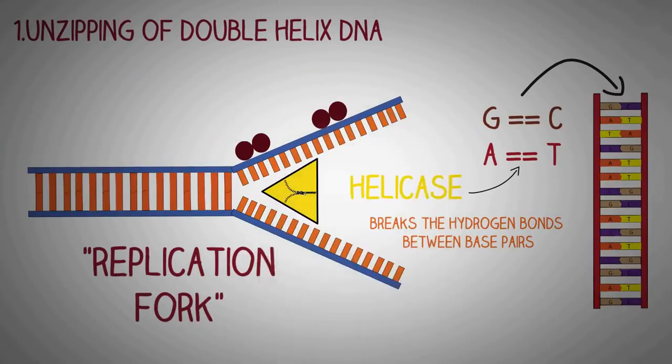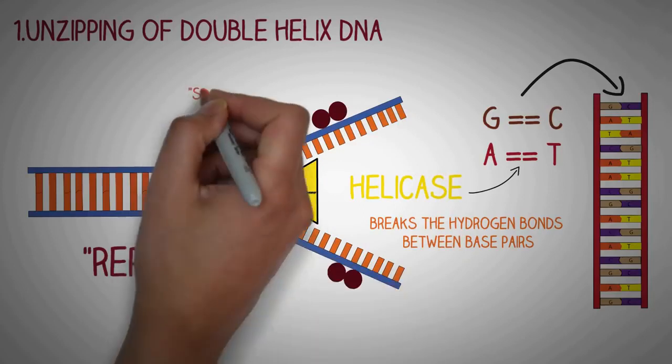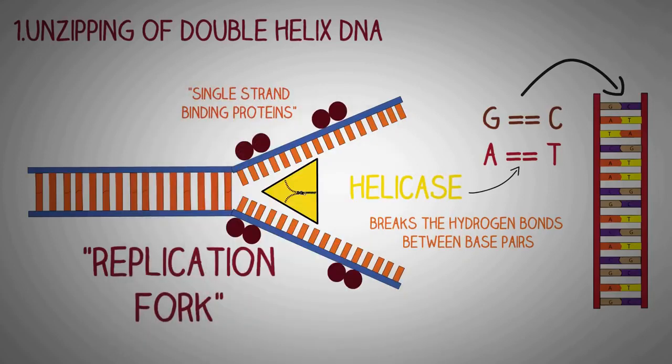Now to prevent the two separated strands of DNA from joining together, a special type of protein known as the single-stranded binding protein holds the two strands of the DNA apart.